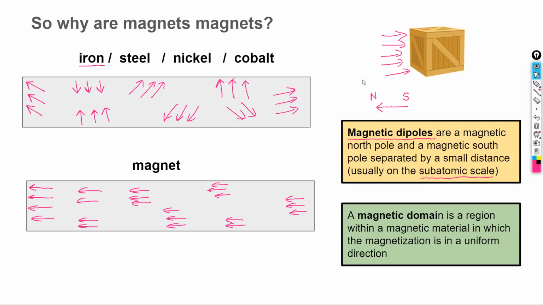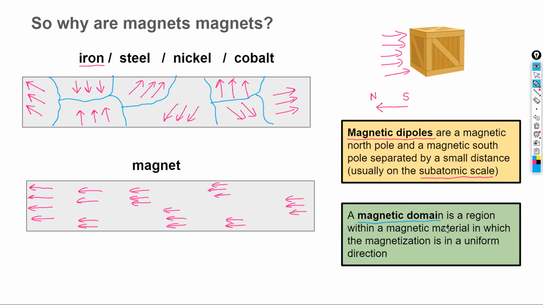And one thing, let's go back to the iron. You notice in this area, everybody is facing the same direction, and everybody in this area is facing the same direction. So when you look at a piece of iron and you look in certain areas, everybody in a certain area is always facing the same direction. These individual areas are called what? Magnetic domains.